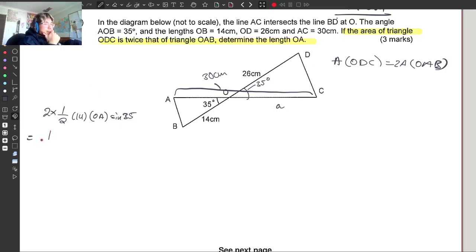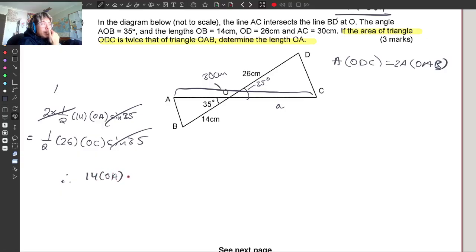The area of ODC is 1/2 of 26 of OC sine of 35. Since this is an equality, we can cancel out this common multiple of sine 35. Therefore, we've got 14 of OA is equal to 1/2 times 26 OC. 1/2 of 26 is 13 OC. And we also have this condition here, the AC length equals 30. We also have OA plus OC is equal to 30.